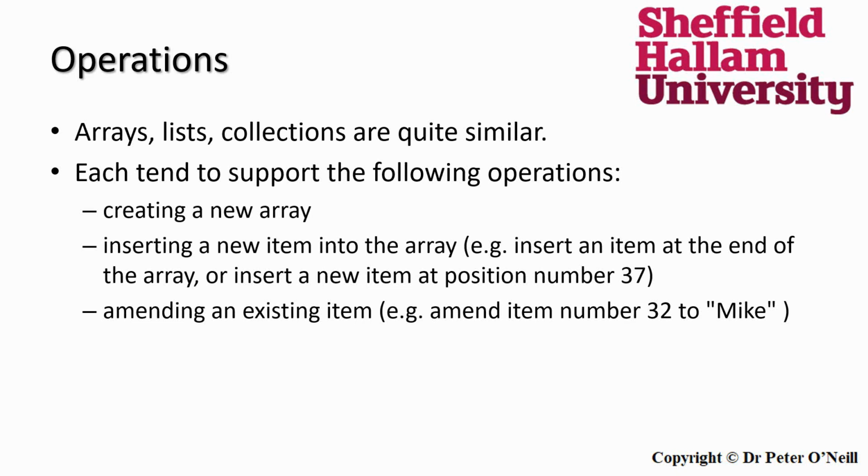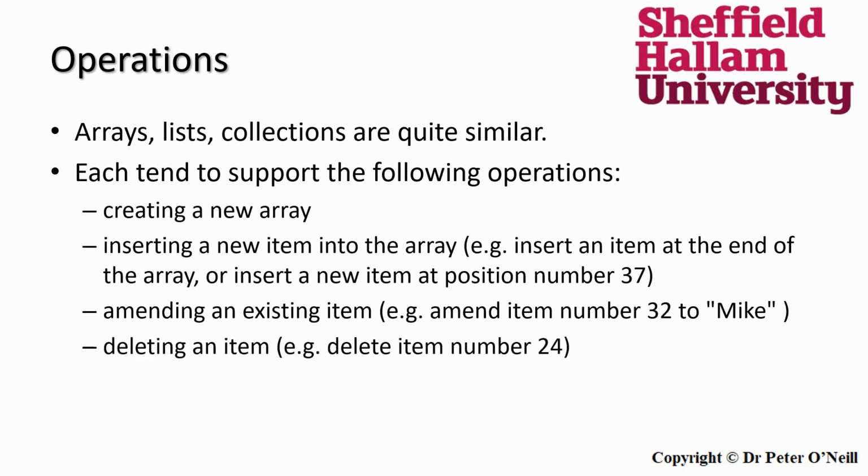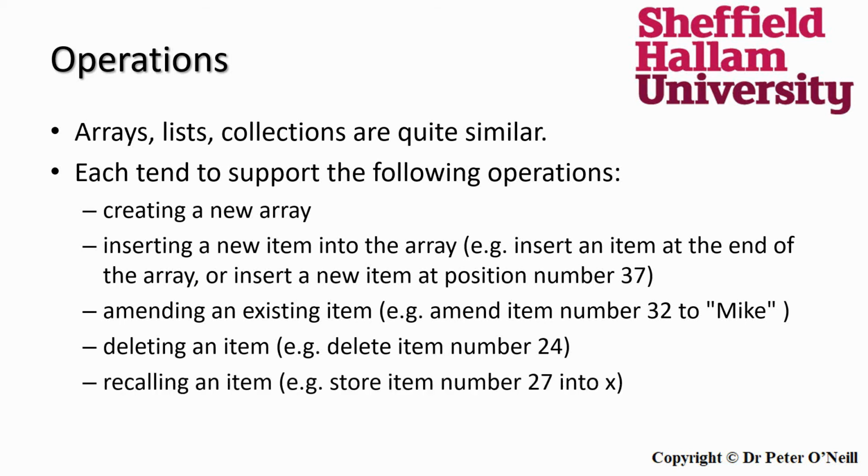Amend an existing item. In other words, change location 32 to Mike. Delete an item. That means basically change it to nothing or to a blank. Recall an item, so we can use the data contained within the array. So get the item stored at 27 and place it into the variable x.